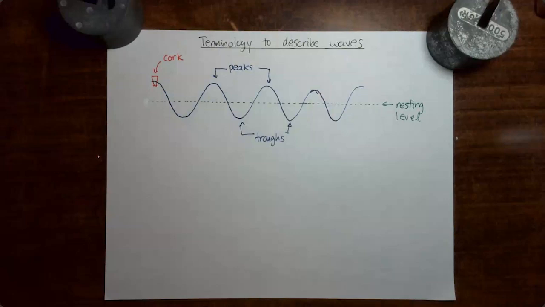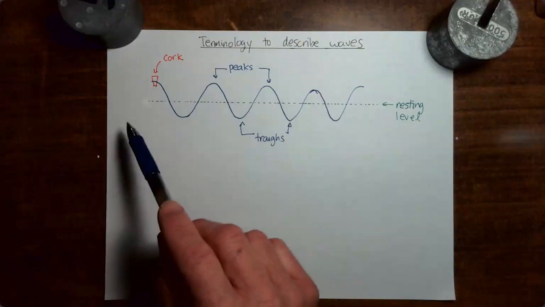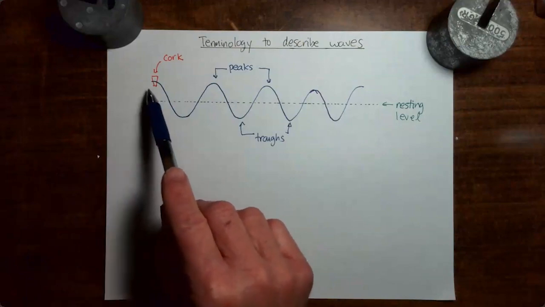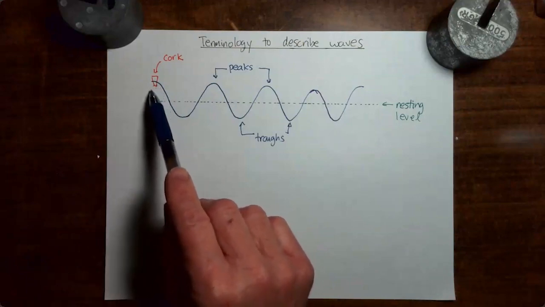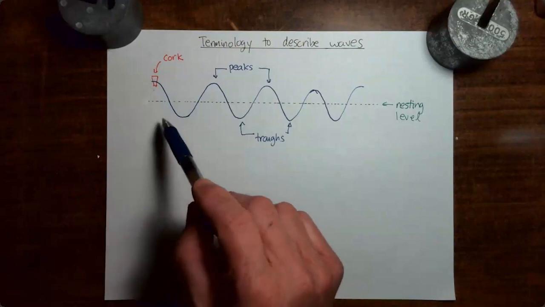In this video, I'm going to introduce you to some of the terminology that we use to describe wave motion. In this figure here, I have drawn a situation where someone has thrown a cork onto the surface of a lake. The cork has started to bob up and down on the surface of the lake.